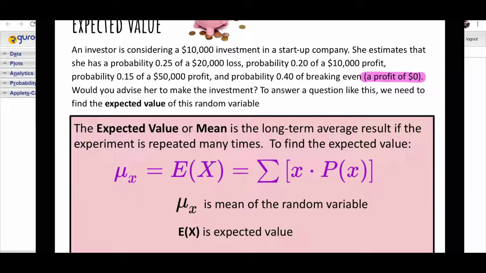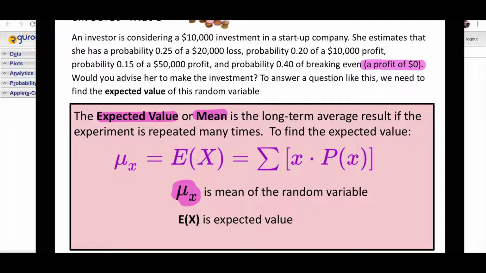To answer a question like this, we need to find what's called expected value. Expected value is also called the mean of a random variable. The notation mu with a little subscript x stands for the mean of the random variable. E parentheses x, or E of x, stands for expected value. These are the same thing, so we interchange these throughout statistics. We use both terminology, both symbols.